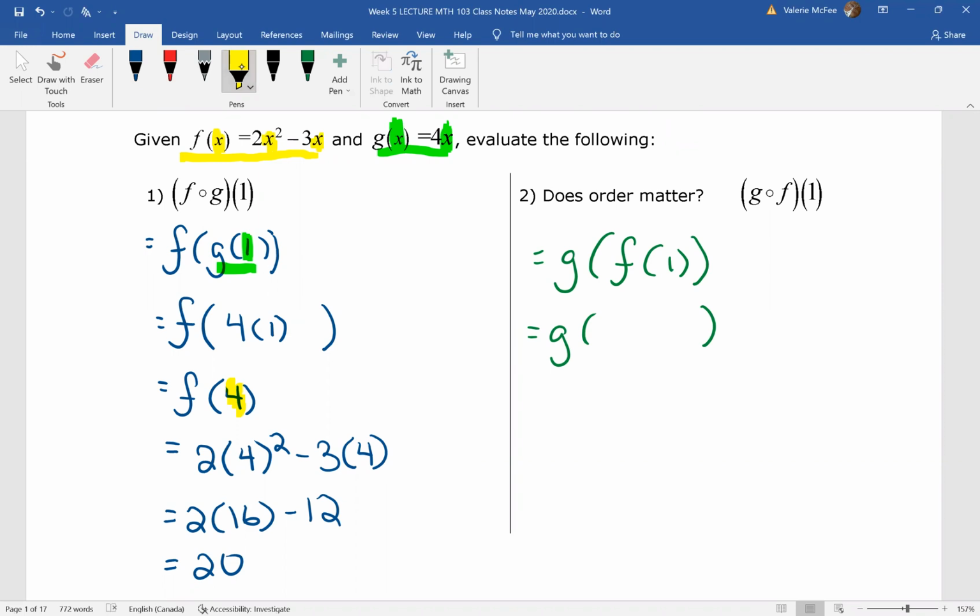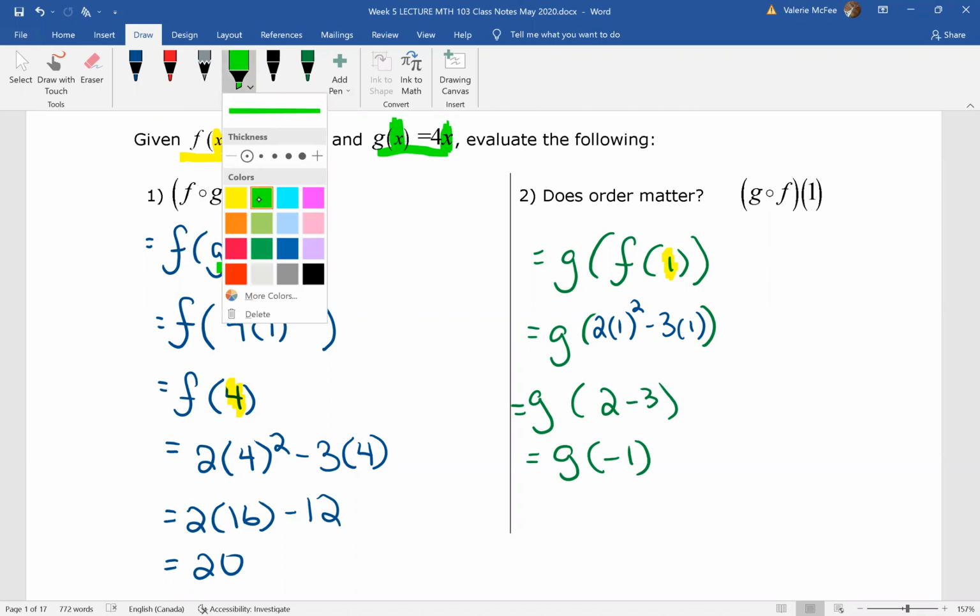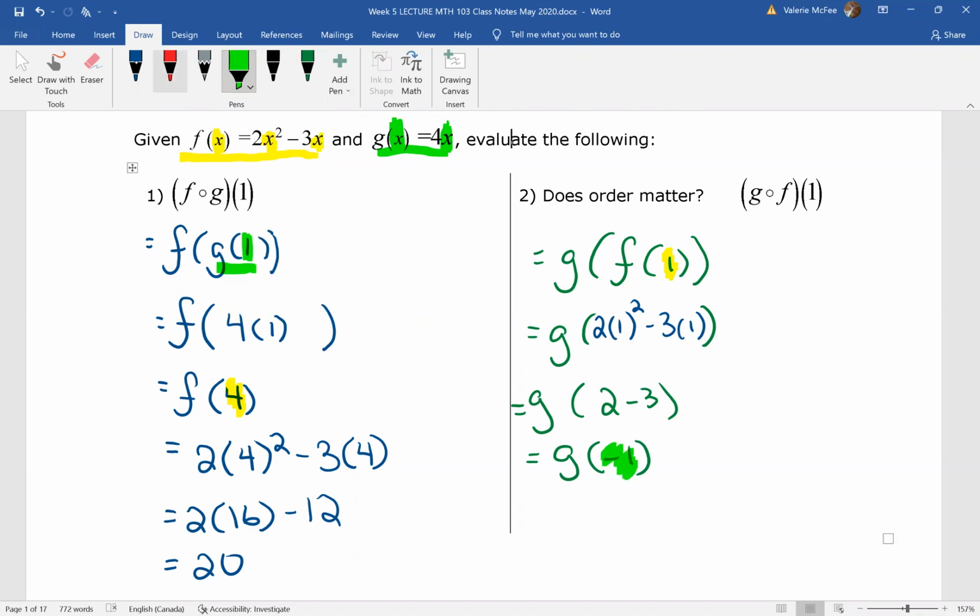The f of 1, we're changing x again to 1. So we have 2 times 1 squared minus 3 times 1. This is the g of 2 minus 3, or the g of negative 1. Now we're going to our function g, and we've changed x to negative 1. So we have 4 times negative 1, or negative 4.